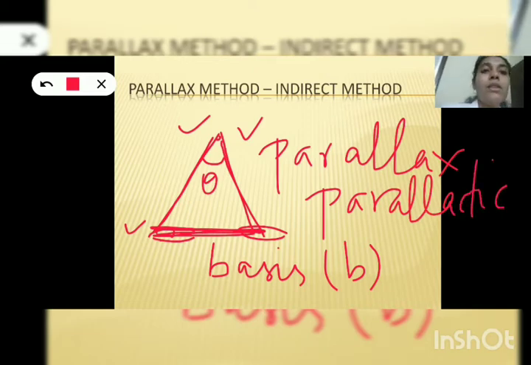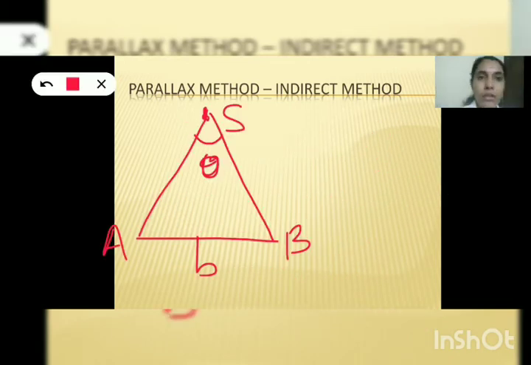Okay, so this is the parallax method. And how we can employ this method to find out the distance of a planet from Earth or to find out the diameter of a planet, that we can discuss now. Children, consider the figure on the screen.